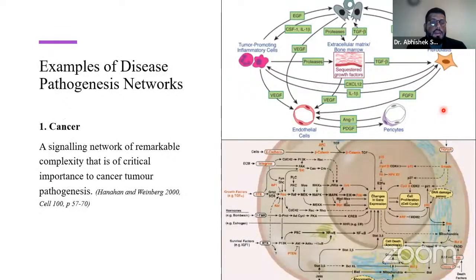So you can see here examples of disease pathogenesis networks. The first example that I can give here is the cancer network, a signaling network of remarkable complexity that is of critical importance to cancer tumors. So this is the paper that has been published. I have taken this picture from that paper, published in 2000 in Cell, where they have shown the complexity of the cancer cell network, right?